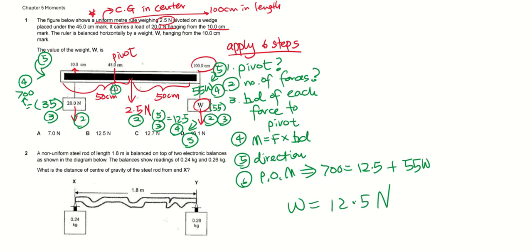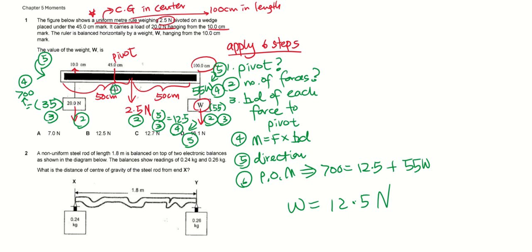Okay? Step 4, multiply them together to get the moment. 35 times 20, 700. 5 times 2.5, 12.5. 55 times W, 55 W. Step 5, direction. Pivot here, so this will be anti-clockwise. This will be clockwise. This will be clockwise. Is it in equilibrium? Apply step 6, principle of moment. Total clockwise must be equal to total anti-clockwise.